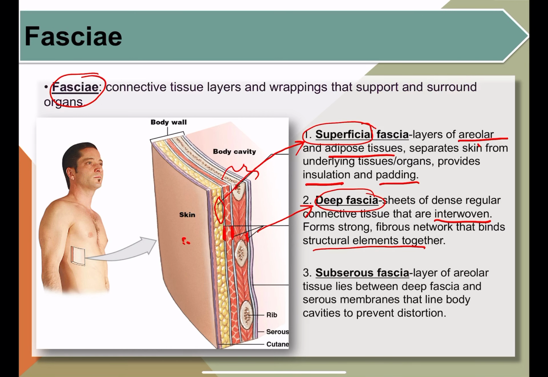And then you have subserous fascia, which is this layer right here. Subserous fascia. Okay, which is that line right there. So subserous fascia, as its name suggests, sub-serous. So remember, sub means under or inferior to. So underneath the serous membrane. So this is a layer of areolar tissue that lies between the deep fascia and your serous membrane that line the body cavities to prevent distortion of any sort while you're moving around and doing your twists and bends as you're exercising or stretching. Okay?